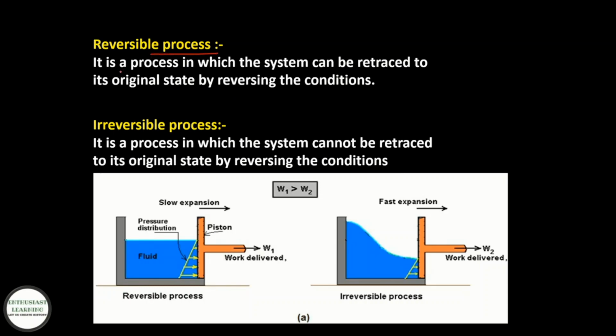Reversible process. It is a process in which the system can be retraced to its original state by reversing the conditions. Irreversible process. It is a process in which the system cannot be retraced to its original state by reversing the conditions. Here it is shown.